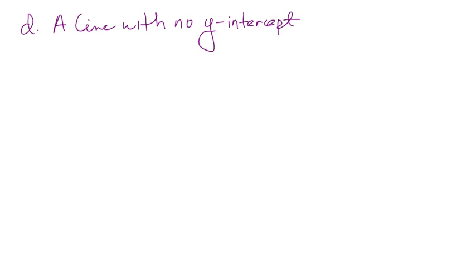Okay, line with no y-intercept and passing through (4, 0).